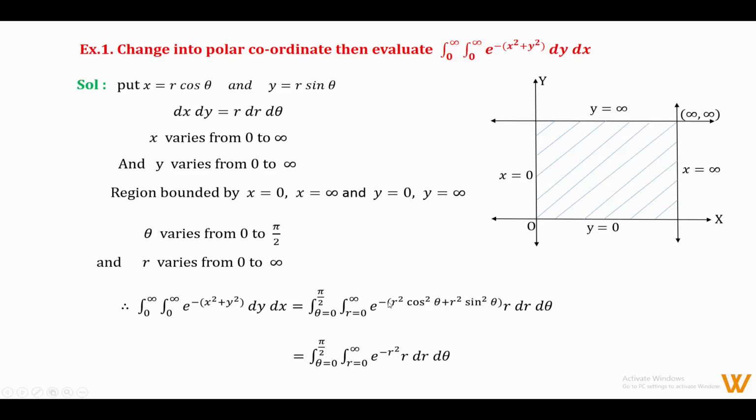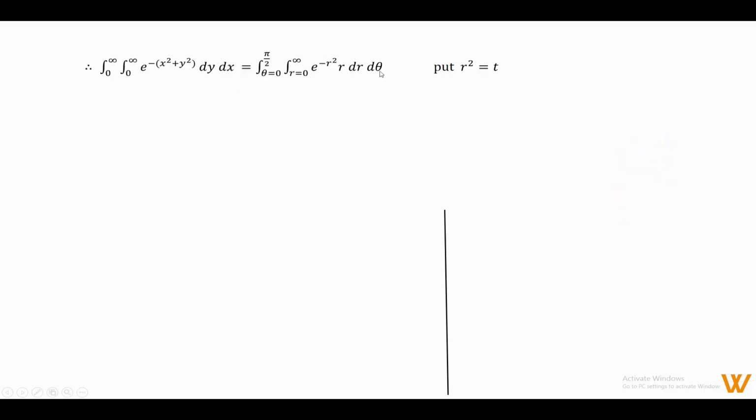From this bracket, r square common, so minus r square. Inside the bracket, cos square plus sin square, this value is 1, into r dr d theta. Now for the evaluation of this integration, here put r square equal to t. Now differentiate this, the derivative of r square is 2r dr is dt, and therefore r dr is dt upon 2. Now also change the limit. As r is 0, put the value of r is 0, we get t is 0. When r is infinity, t is also infinity.